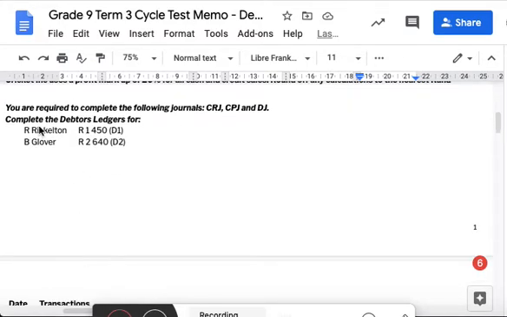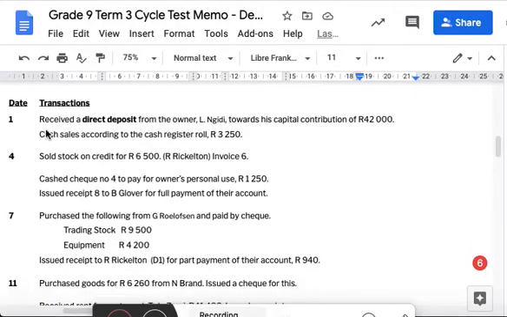Right. They tell you you're required to complete the following journals, the CRJ, CPJ, and DJ, as well as the debtors ledgers for R. Rickleton and B. Glover. They give you the outstanding balances to date. R. Rickleton is D1 and B. Glover is D2. So if we look at the transactions, on the first, we receive a direct deposit from the owner, Al Ngidi, towards his capital contribution of 42,000 Rand.